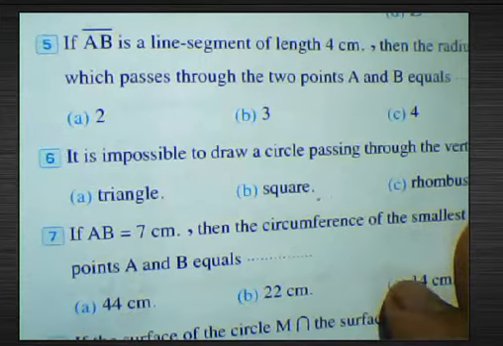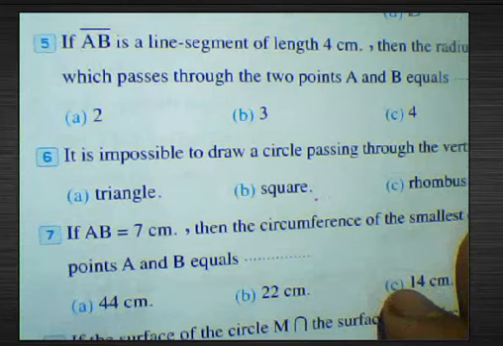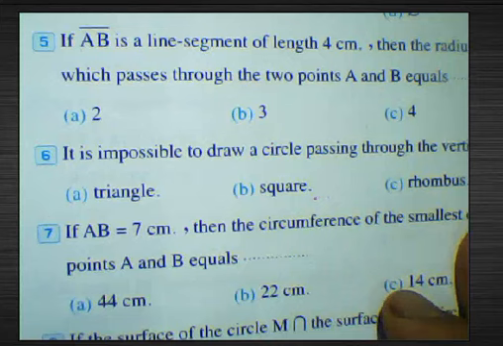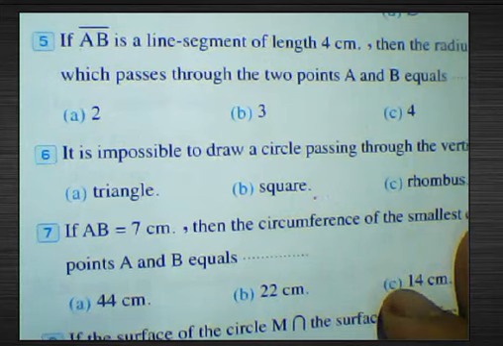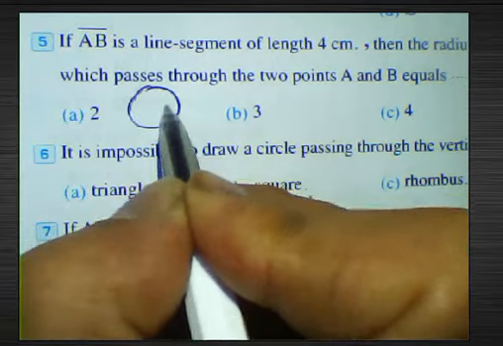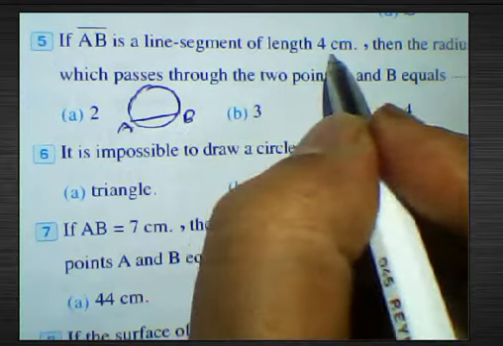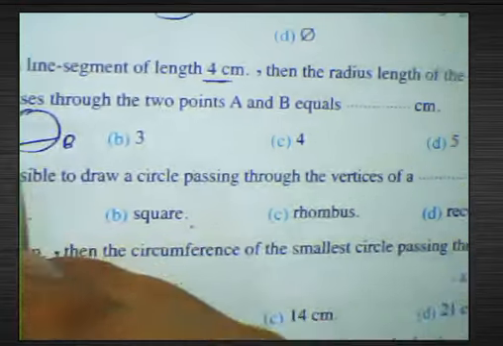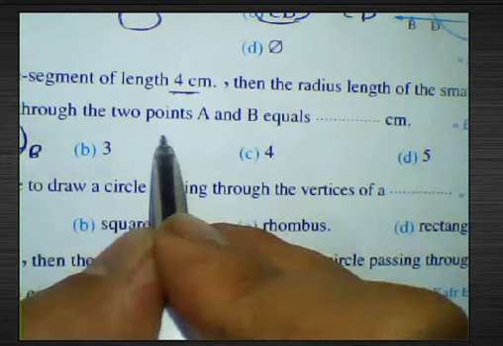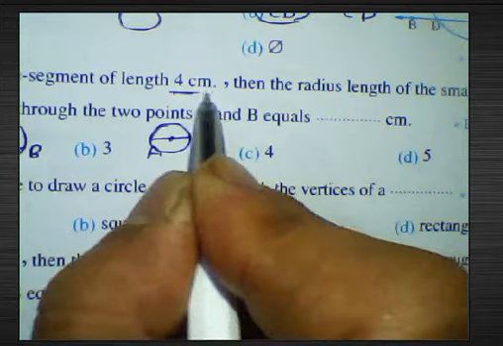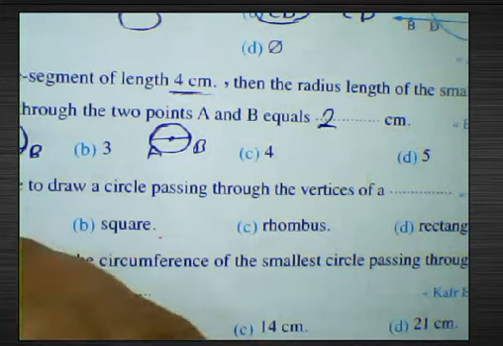Question number 5. If AB is a line segment of length 4 cm, then the radius length of the smallest circle which passes through the 2 points A and B equals what? We have AB line segment here. AB is a line segment of 4 cm. Then the radius of the smallest circle passing through points A and B, with the center here, will be half of 4.